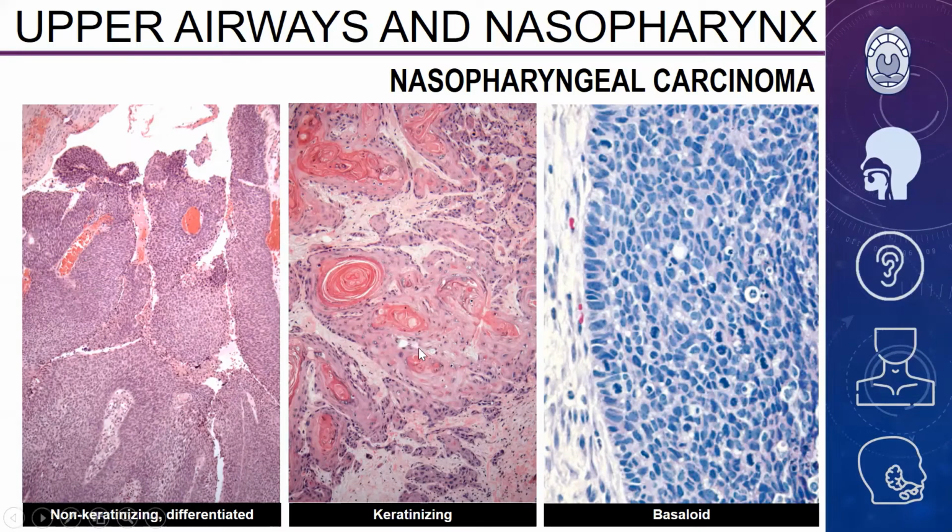Next is the keratinizing subtype, which is indistinguishable from keratinizing squamous cell carcinoma from other body sites. So there is obvious keratinization, as you can see here. There are keratin pearls, and at higher magnification, you can see intercellular bridges.